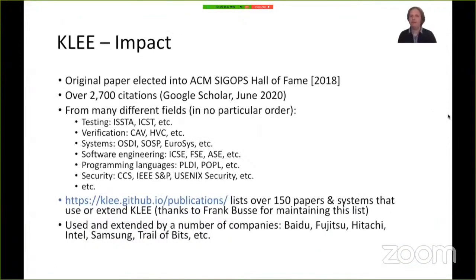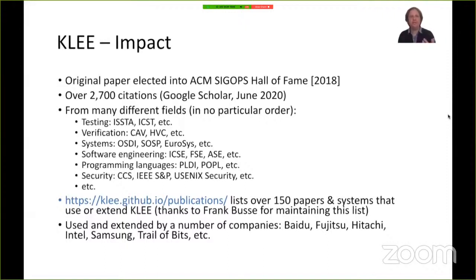In terms of impact, for instance, the original KLEE paper was elected into the ACM SIGOPS Hall of Fame, which is essentially a test of time award for the paper. And the paper has also received a large number of citations. What I find particularly exciting is that these citations come from many different fields, and here I mention just a few with which I'm more familiar, but there are more, which I think tells you about the applicability and relevance of dynamic symbolic execution and KLEE in particular.